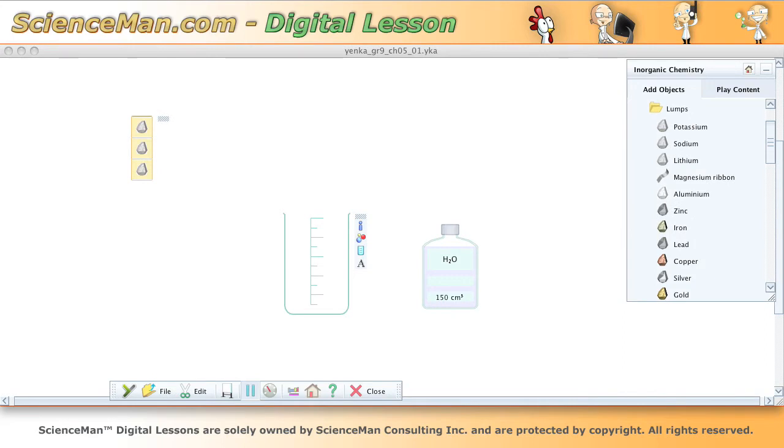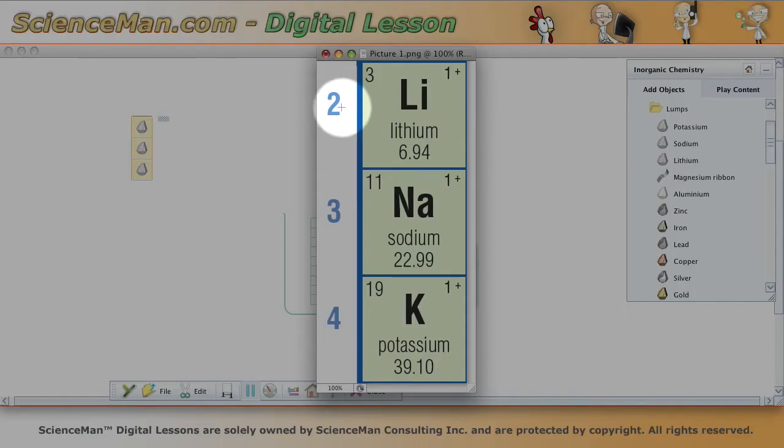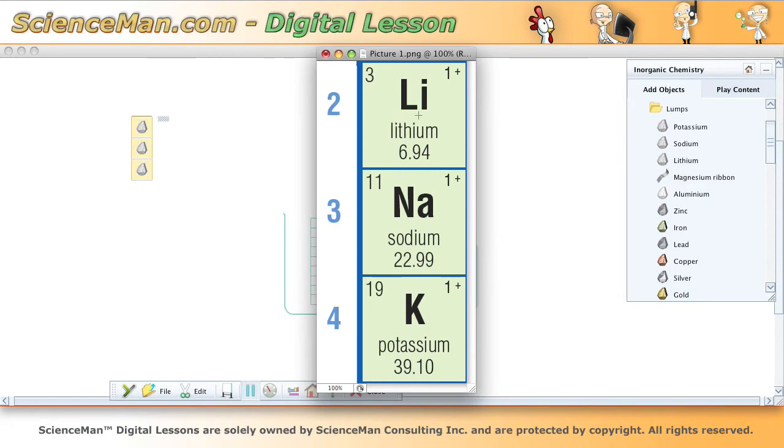Today, we're going to look at the alkali metals of the periodic table. Now, if we were to zoom in on the left-hand side of the periodic table and direct our attention to rows 2, 3, and 4, you'd see lithium, sodium, and potassium all arranged vertically right on that left-hand side of the periodic table. These metals are in the alkali metal family, and they share some similar characteristics.